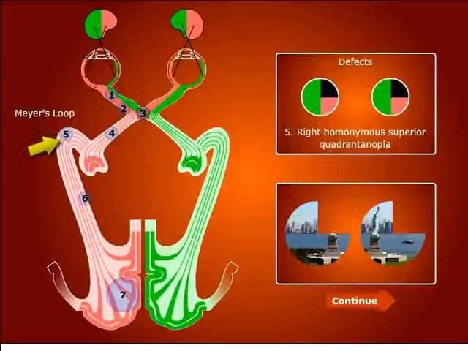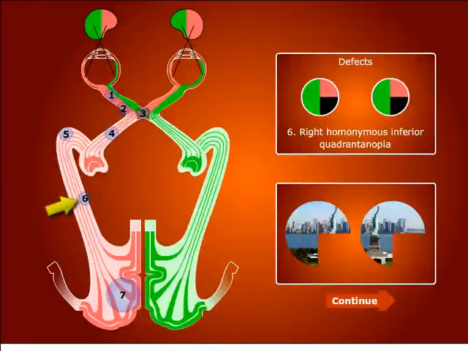Because Meyer's loop carries optic radiation fibers representing the upper part of the contralateral field, temporal lobe lesions can produce a visual field defect involving the contralateral superior quadrant. This will result in contralateral homonymous superior quadrantenopsia, or pie in the sky. The lesion on the left side will result in right homonymous superior quadrantenopsia.